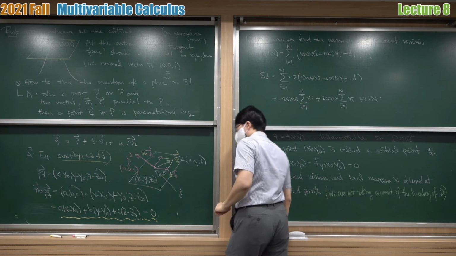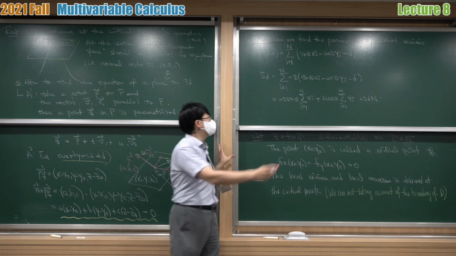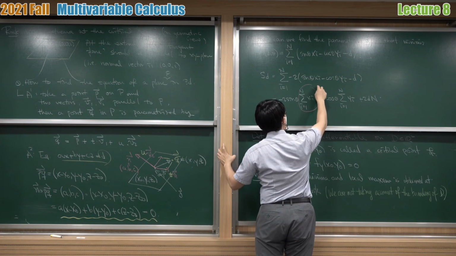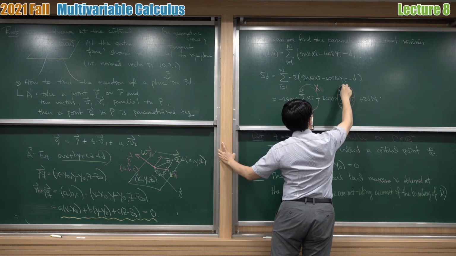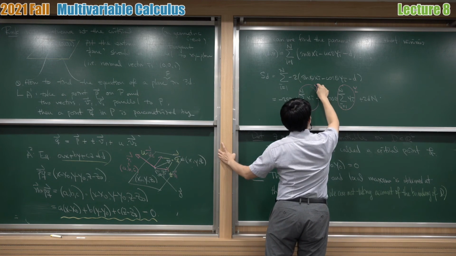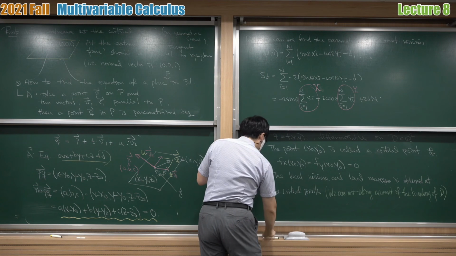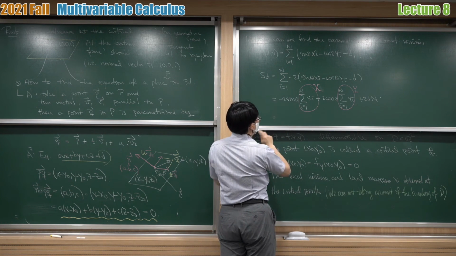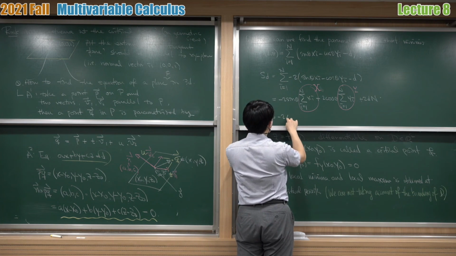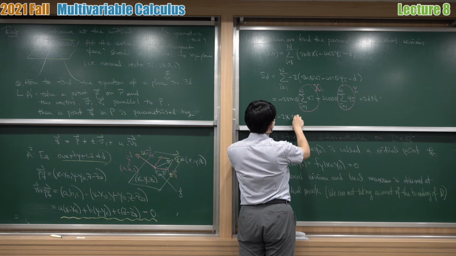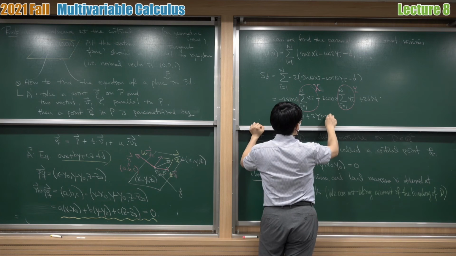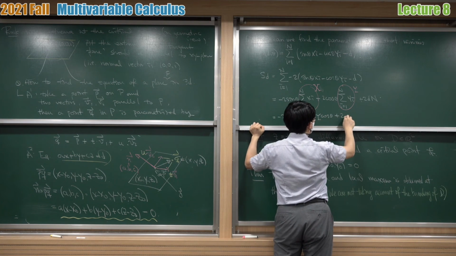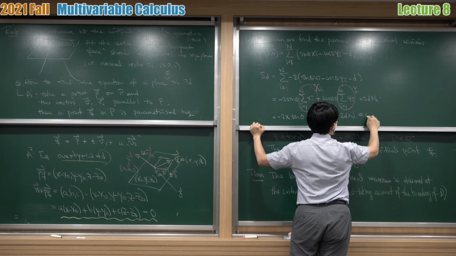Let me give a different name for this. I'm not going to write the summation notation every time. This is a big X, and this is a big Y. So then this is minus 2X sine theta plus 2Y cosine theta plus 2dn. I want this to be 0.